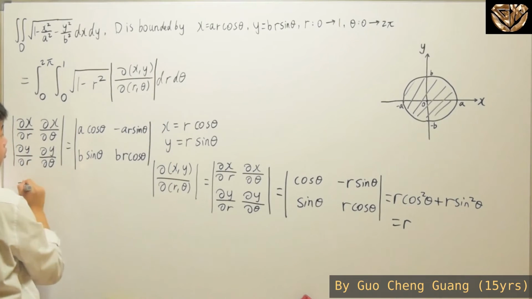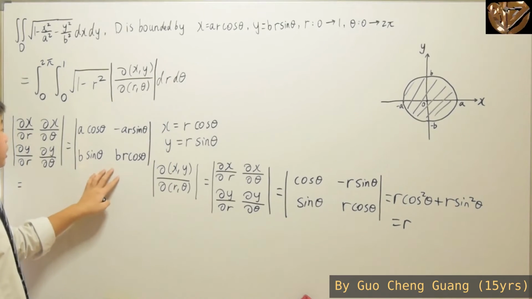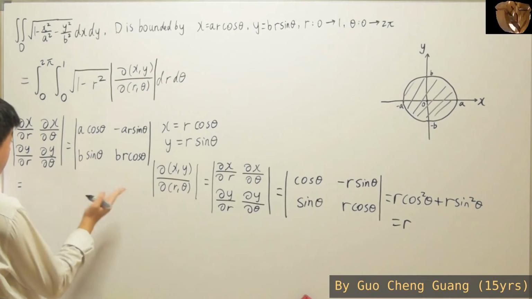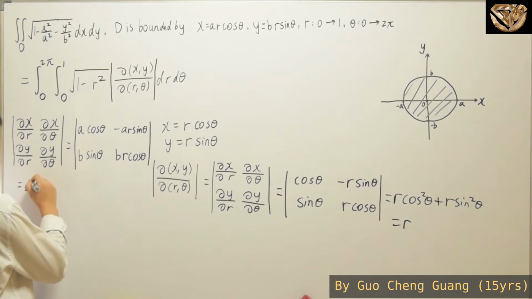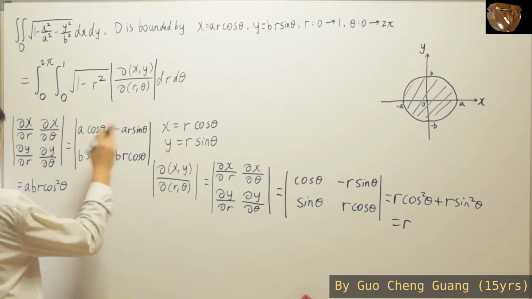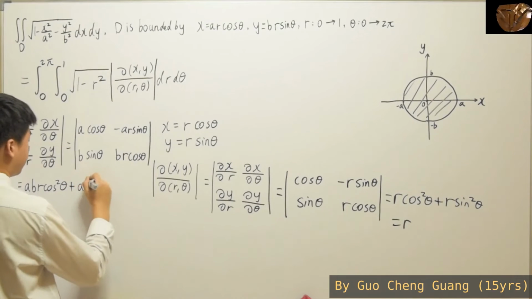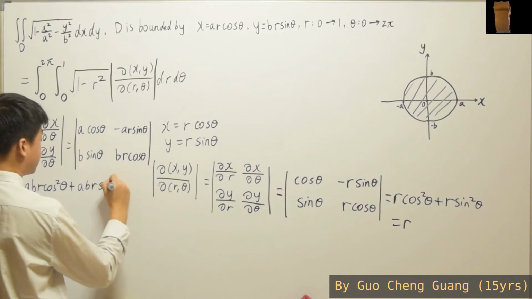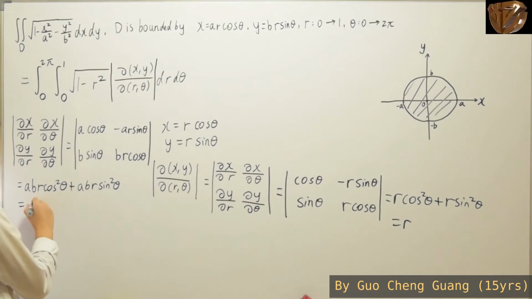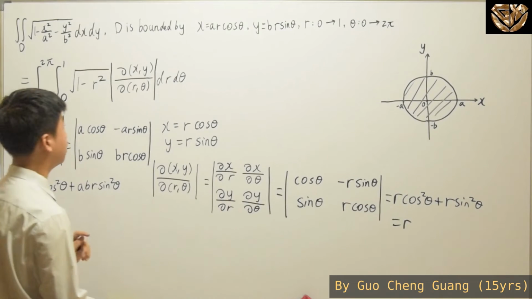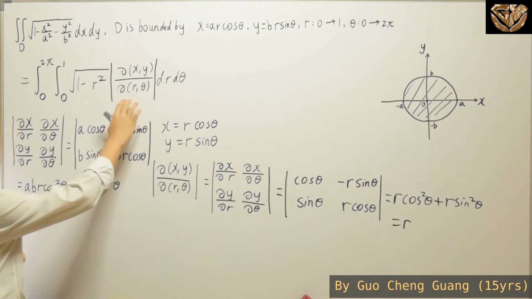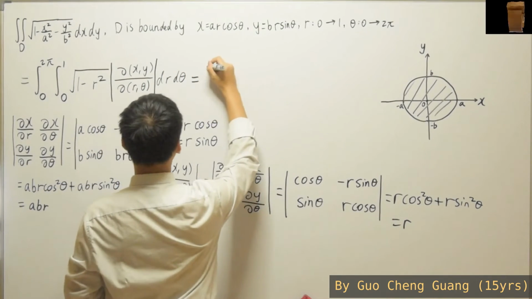Right, so this is what you will be seeing. Now again, however you solve your determinant, the first term is abr cosine square theta, so minus negative, which is plus abr sine square theta, and of course again your identity, and it will give you abr, which means abr is what we have over here. So we would just put it in.